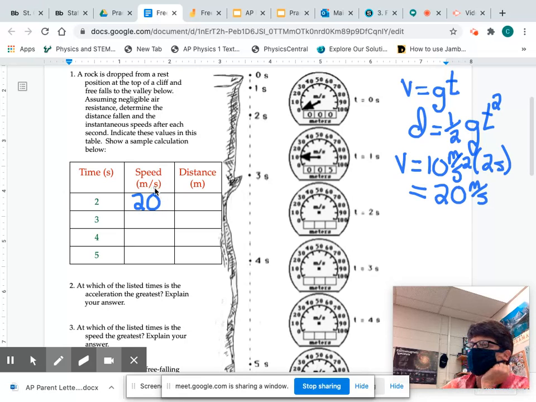That's one nice thing about organizing in a data table, is if you put the units in the heading, you don't have to write them anywhere else. Okay?